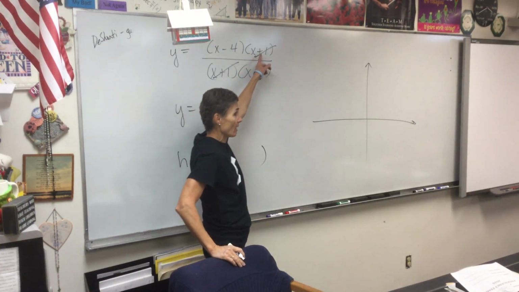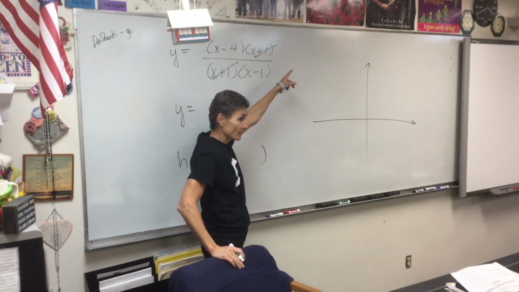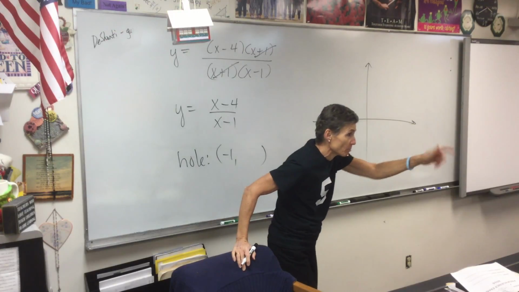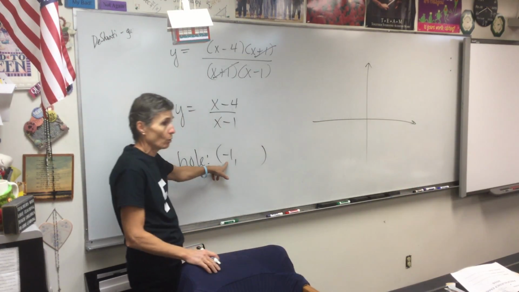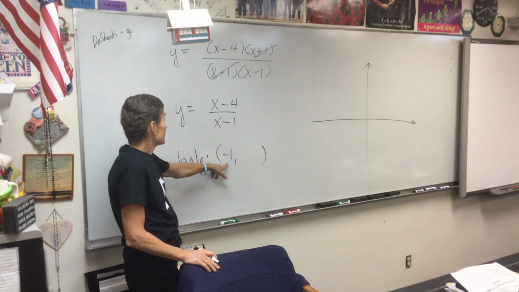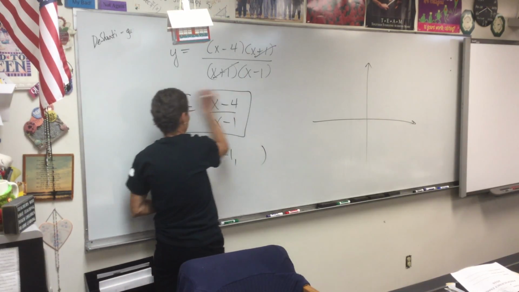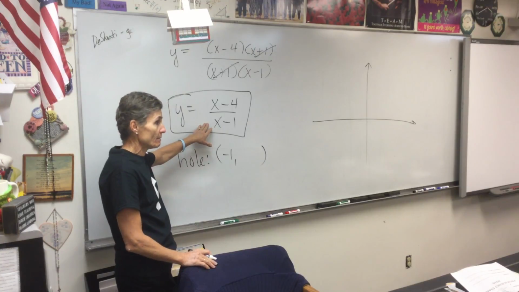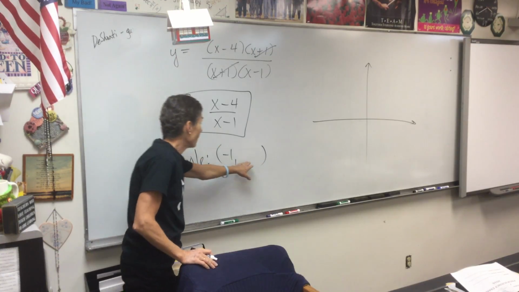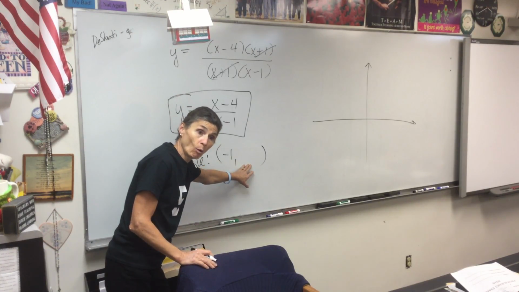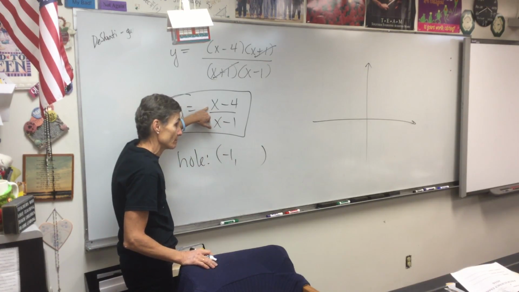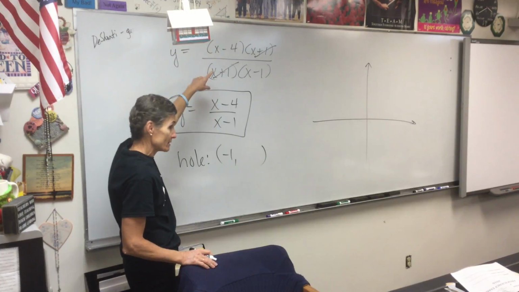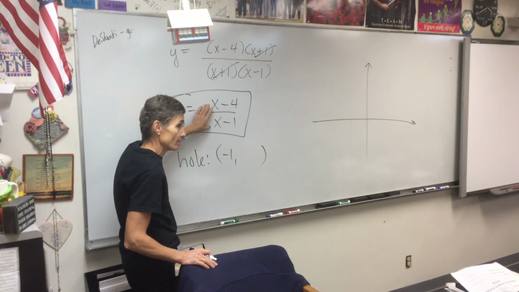So you canceled out an x plus 1. So where would that dot go? X plus 1, the dot goes at -1. That's where the hole is. Now, I rewrote my problem. This is my new problem now, right? To find the y-coordinate of my hole, I'm going to take that -1 and put it in right here. Don't go back to the original, go right here.